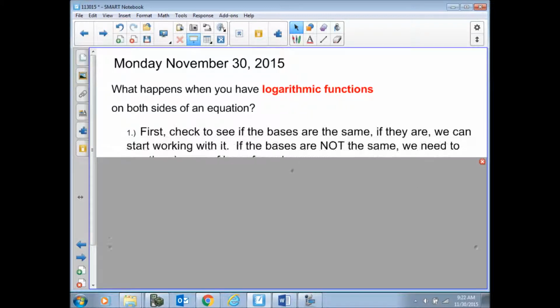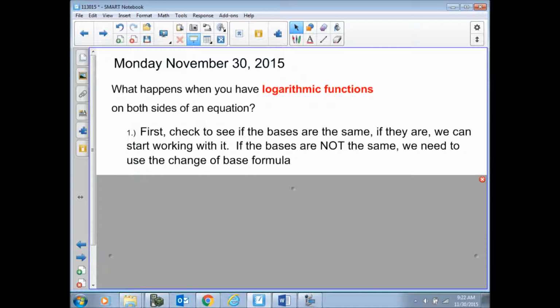So the first thing you want to do is check to see if the bases are the same. Doesn't it say that if the base is the same, they cancel out? That's right. Well, if they're not the same, we're not going to deal with that today, but we will later. Actually, it says right there, use the change of base formula.